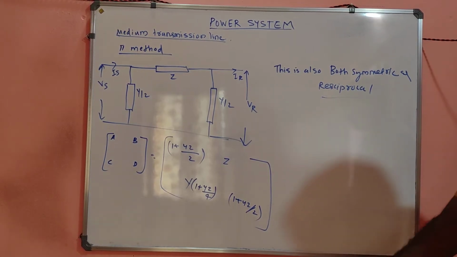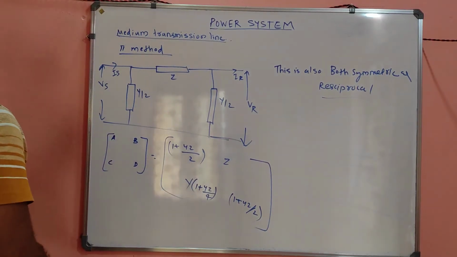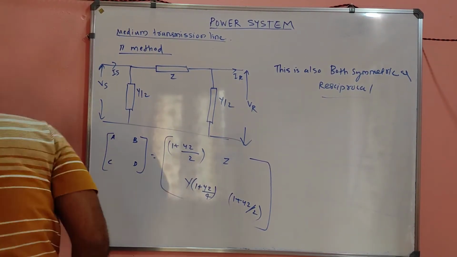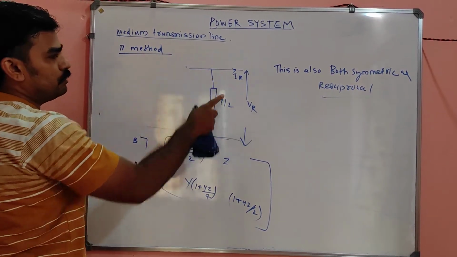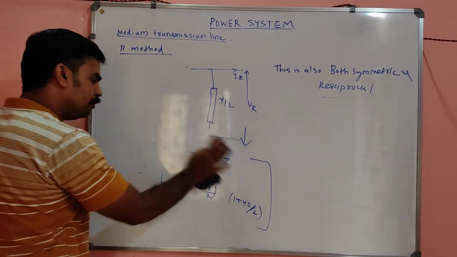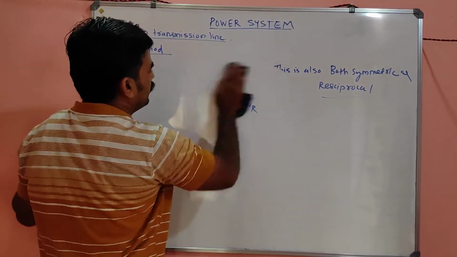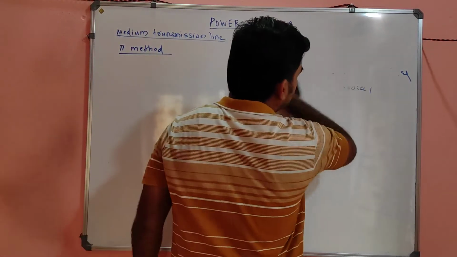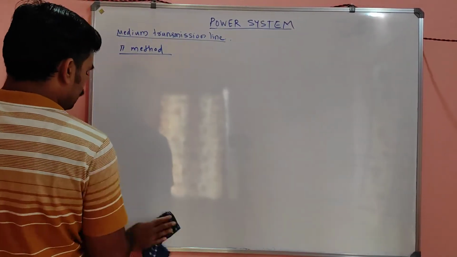Analysis of medium transmission line. The next method is the end condenser method. You just need to remember this figure, my dear, and ABCD, that's all. More than that is not important from the competitive examination point of view. It is more than sufficient actually.